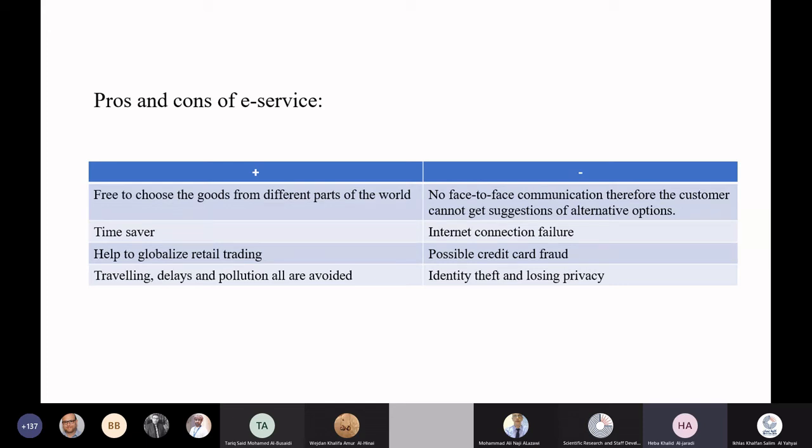On the other hand, the participants said that they don't have face-to-face communications with the supplier, so that can create a lot of problems. The internet connection sometimes gives them a real bad experience in shopping or doing their exchange, possible credit card fraud, and the final thing is identity theft and losing privacy.